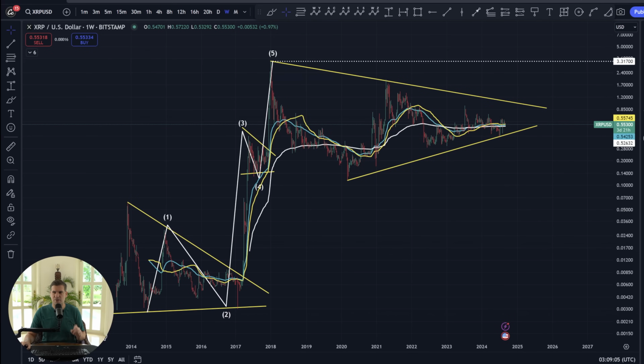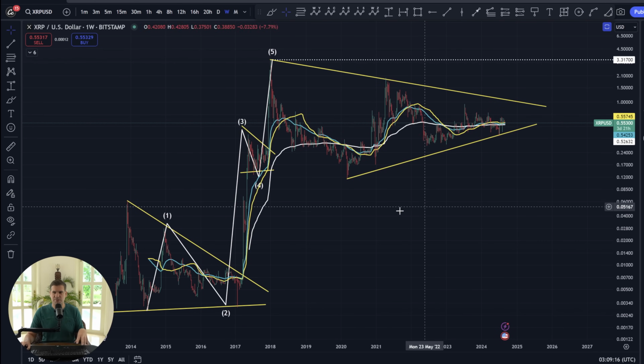Let's take a look at what's going on with the macro chart for XRP. So we're going to kick things off right here on our 1 week time frame, and this is basically XRP paired up with the US dollar, and we're on Bitstamp data. Okay, so here we have charted up some of the basic stuff.